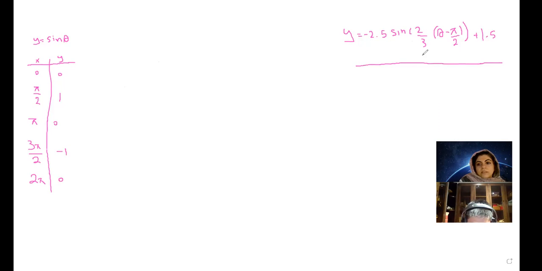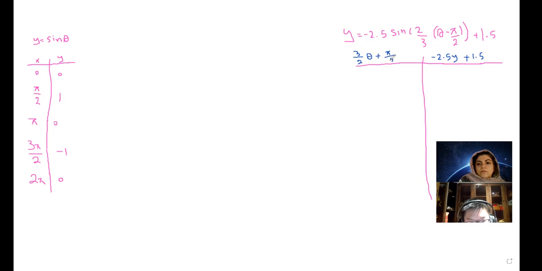So what would be this transformation? First, I'm going to put the transformation for y, which is easier. So here is the stretch, compressed vertically. So it's -2.5 multiplied by y and plus 1.5, 1.5 units up. For the x transformation, whatever we see, we reverse it. So this is 2 over 3, so it's going to be 3 over 2. 3 over 2 theta minus pi over 2, we reversed it, becomes plus pi over 2.